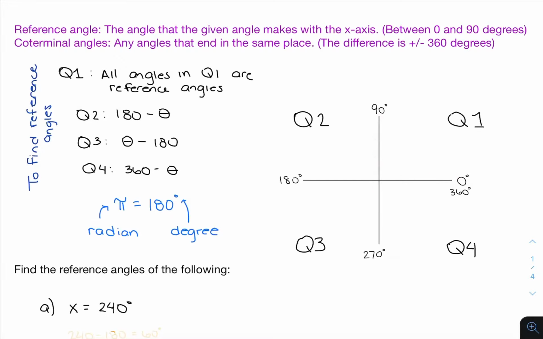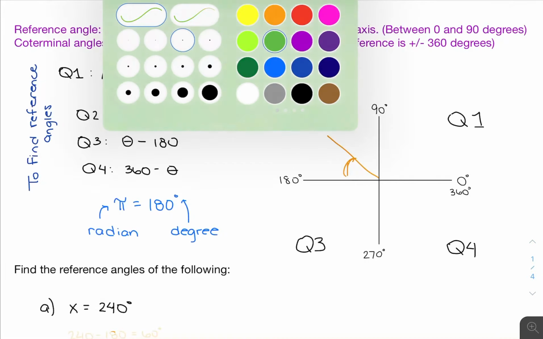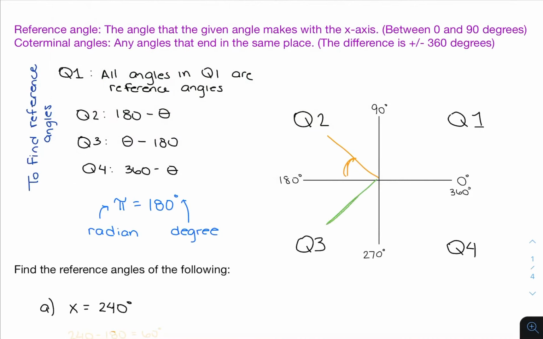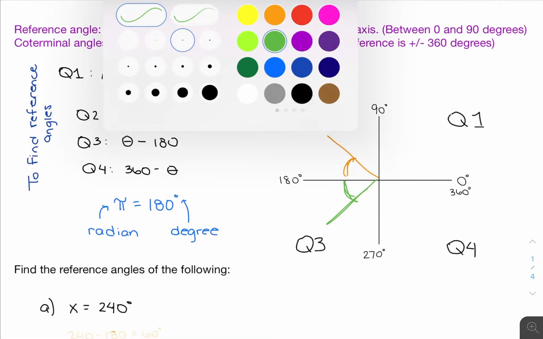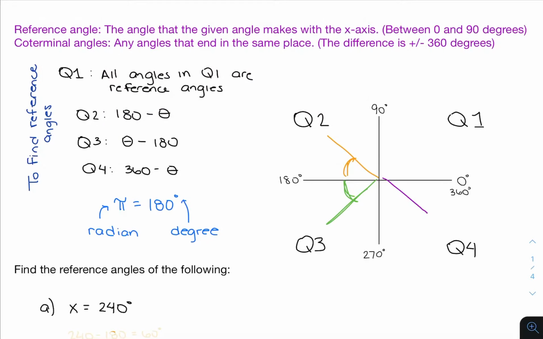So all the angles in the first quadrant are all reference angles. And in order to determine the reference angle for any angle in the second quadrant, you would have to take 180 degrees and subtract it from that angle, because that would tell you the difference between the x-axis and that angle. For quadrant 3, you would have to take the angle and subtract 180 degrees from it to find the difference. And for any angle in the fourth quadrant, you would have to take 360, because that's the closest angle to the x-axis, and subtract the given angle from it.